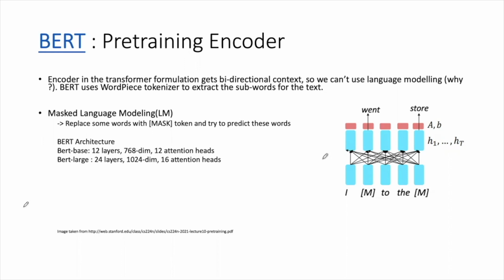So we use a different form of pre-training approach for pre-training the encoder, which is masked language modeling. In this, we replace some words in the input sentence with mask tokens, and then we pass the entire sentence to the encoder and try to predict the mask tokens. That is the typical objective and how we conduct pre-training for an encoder.